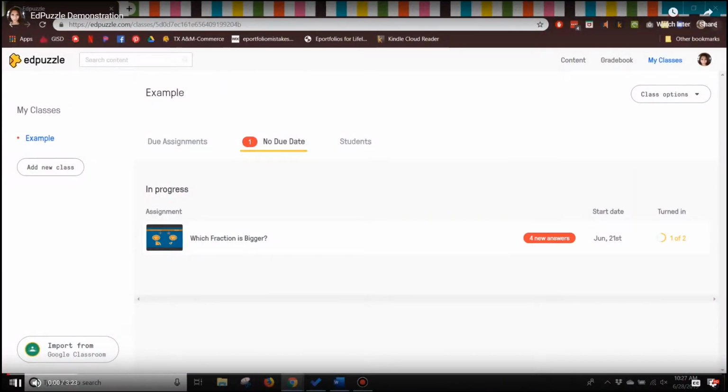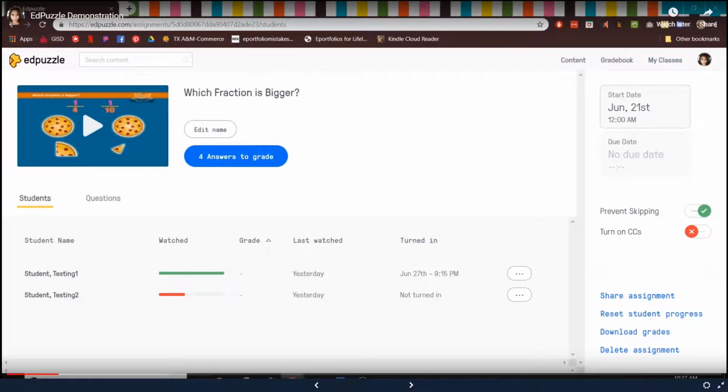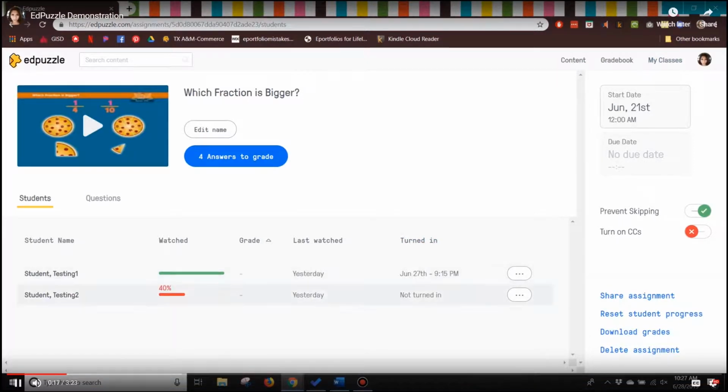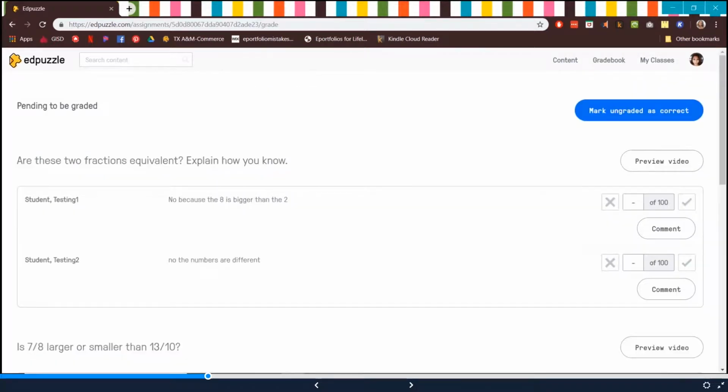So in this lesson, we are going to be talking about a 4th grade fractions lesson. In Edpuzzle, you can see how many students are in the class, who needs to finish, how many responses need to be graded, and you can even see my gradebook and all the different videos that we're doing. So for this fraction lesson, you can see that testing 1 student finished the whole video, but testing 2 student didn't. You can see that there's no grade because I have to go and grade. That's what the blue button is. You can see where I share the assignment, delete assignments, turn on closed captioning, and prevent skipping.